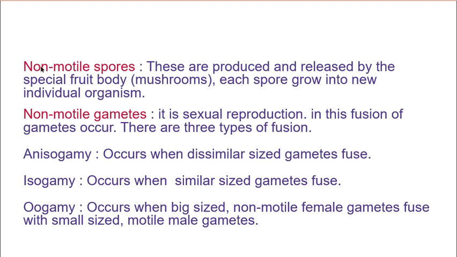Moving forward, asexual reproduction with the help of non-motile spores. Non-motile means which cannot move, motile means which can move. Fine. Spores are produced and released by a special fruit body such as a mushroom. Each spore grows into a new individual organism. See what happens. Suppose a fruit is ripe or completely developed. After that, like mushrooms, fine.